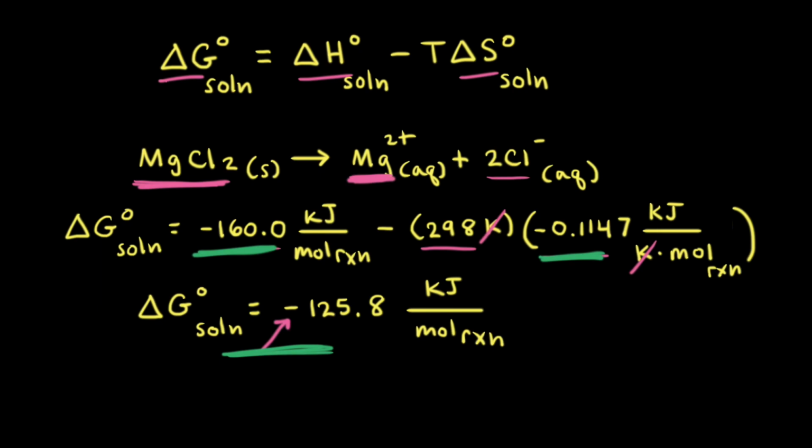Delta G naught has been negative for both sodium chloride and for magnesium chloride. However, those are just the two examples that I chose for this video. It's certainly possible to get a positive value for delta G naught of solution, which would mean an insoluble salt. And because it can be very difficult to predict the signs for delta H naught and for delta S naught for a particular salt, it's even more difficult to predict if delta G naught is positive or negative for that particular salt. Therefore, it's often necessary to do a calculation to see if delta G naught is positive or negative.